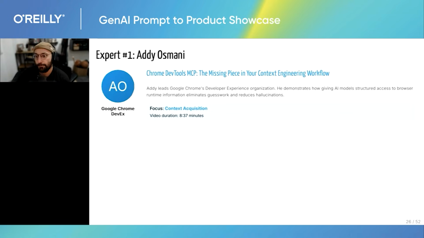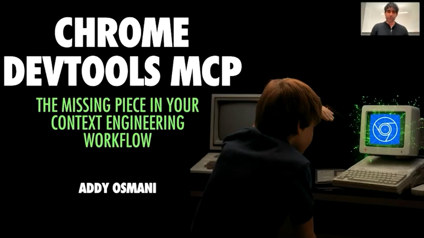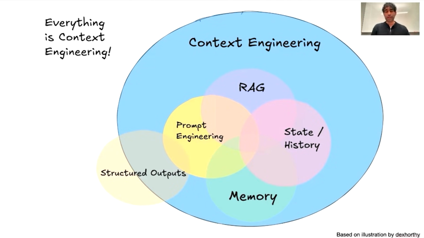Hey folks, my name is Addy Osmani. I work on developer tools and AI at Google. Today we're going to talk about the Chrome DevTools MCP and how it can vastly improve the context for your AI coding workflow. This is a bit of a game changer. Now, context engineering is the art and science of filling the context window with just the right information needed to guide an AI agent's performance.